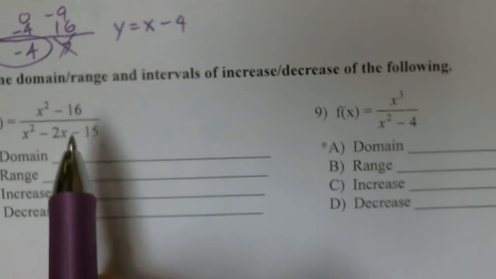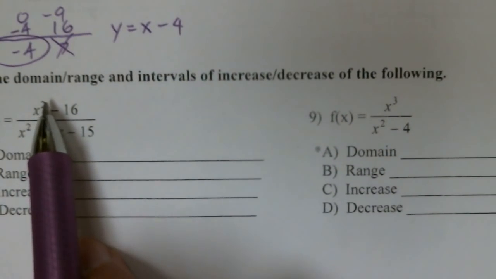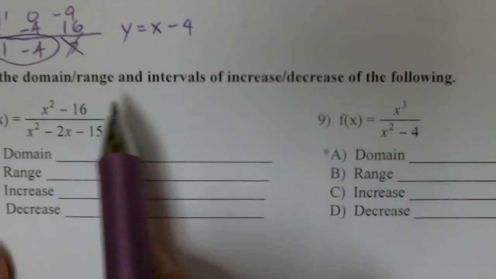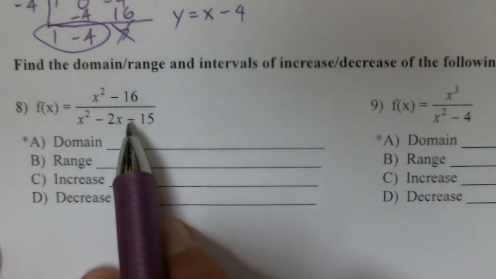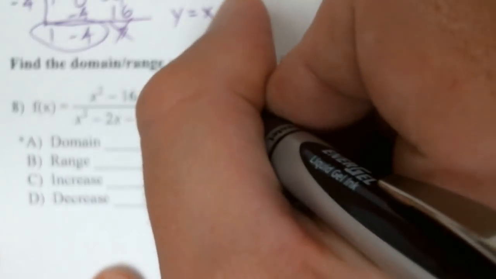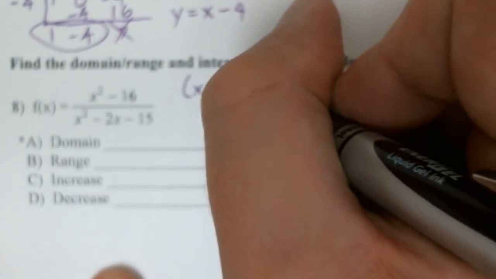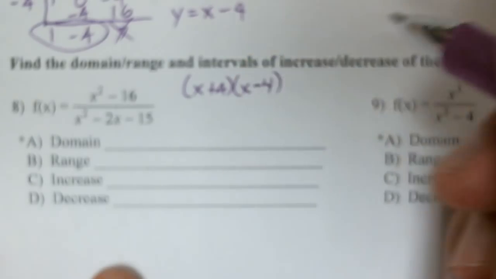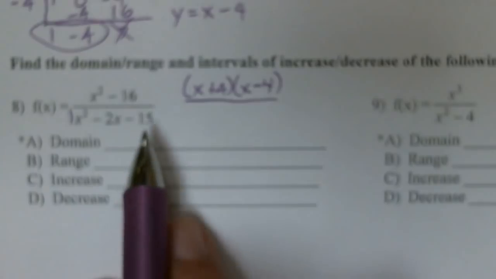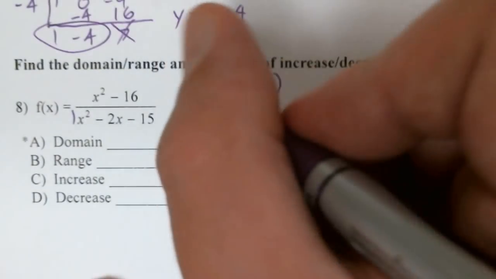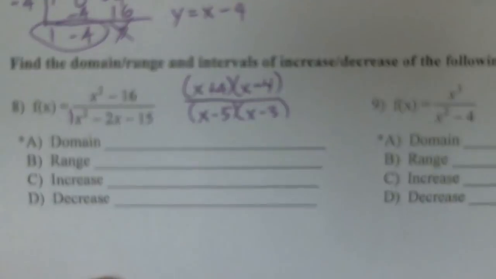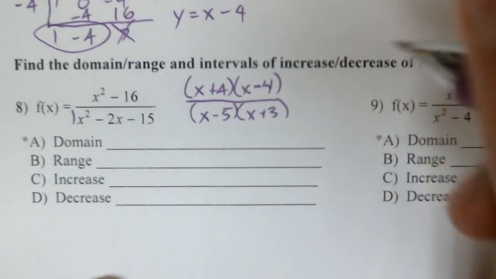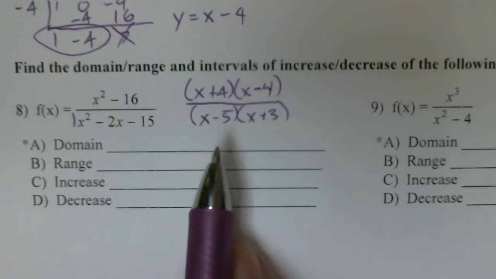All right, so in these, they are asking us to find domain and range, as well as the intervals of increase and decrease. Once again, I want to factor this on top. That's the difference of squares, x plus 4, x minus 4. And on the bottom, that's factoring when a is 1. What are the factors of negative 15 that add to negative 2? That's a negative 5 and a positive 3. Nothing cancels, so I have no hole.